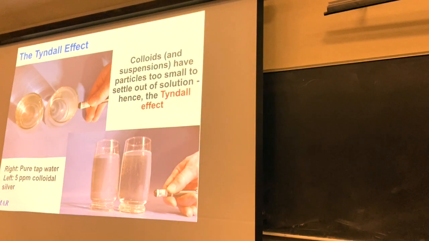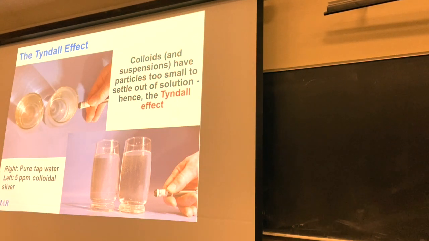One way to distinguish whether you have a colloid, suspension, or a regular solution is to use something called the Tyndall effect. This is like a laser pointer, like the one I'm using right now, and you push it through different things. The laser through pure water just goes right on through. But if you have a colloid or a suspension, you'll actually see the laser beam going through. So this is pure water, and this is some kind of silver colloid.